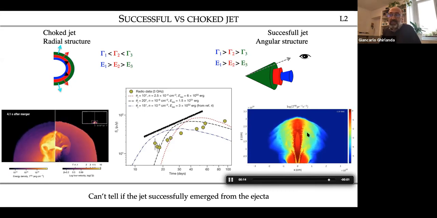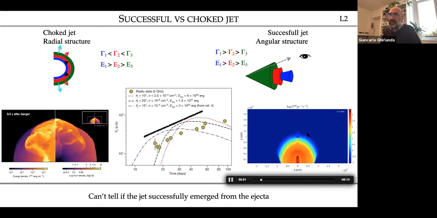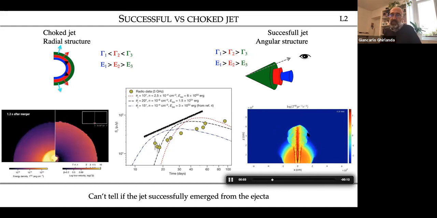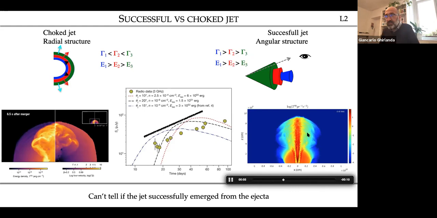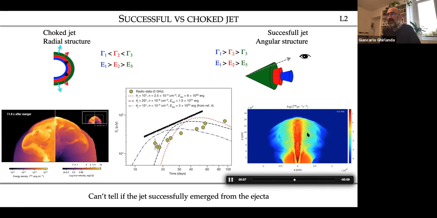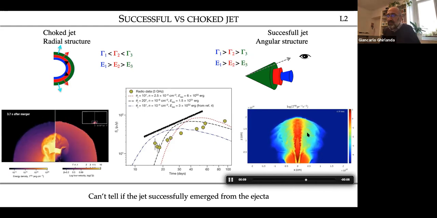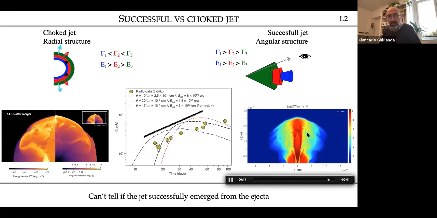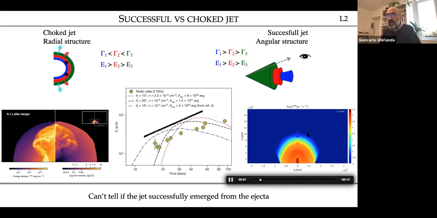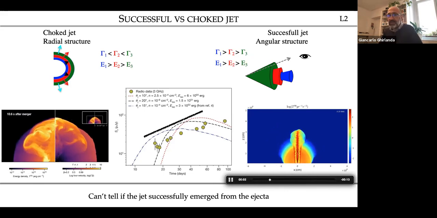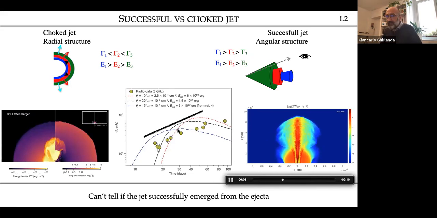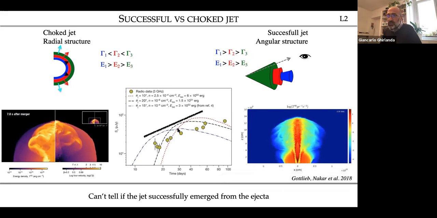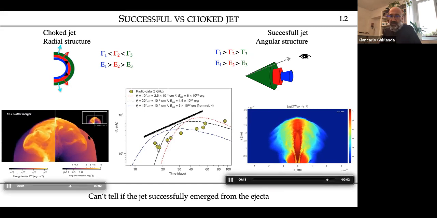So the basic question, from what I said before, is: was it a successful jet or a choked jet in the case of 170817? This question remained open for quite a long time. After 100 days, with only this piece of evidence, there was much discussion because the rising of the afterglow is consistent with both these scenarios.